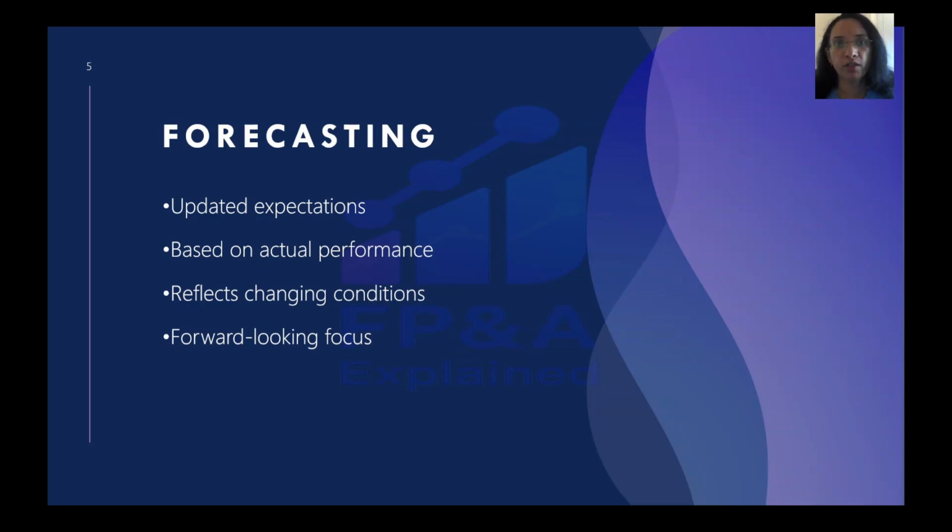Another important responsibility of FP&A is forecasting. It is very closely linked to planning. While planning is establishing targets, forecasting is updating expectations based on actual performance. Forecasting helps management stay informed and adjust plans proactively.